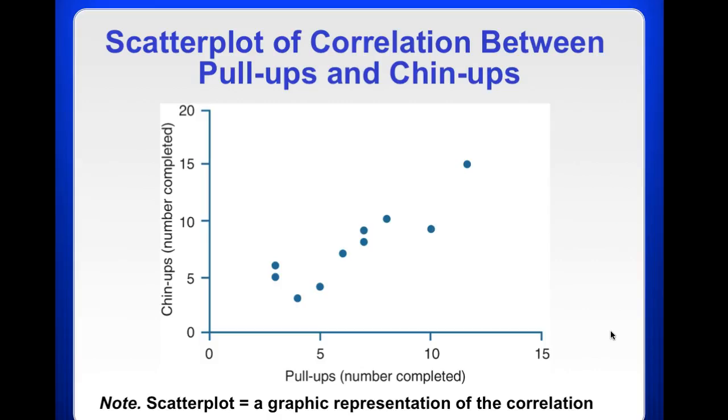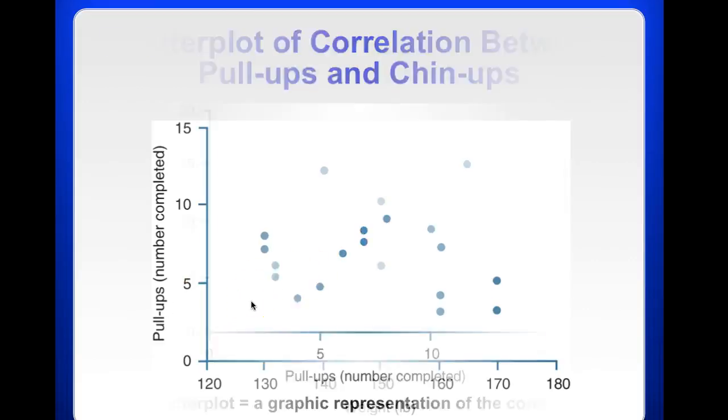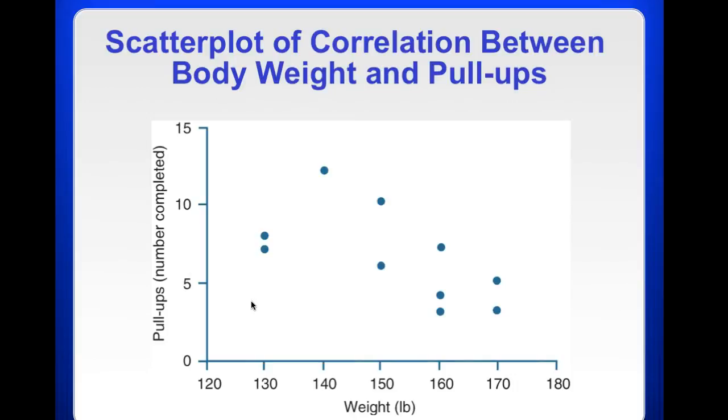So here we see a scatter plot, and a scatter plot is basically a graph that has the different points of your data represented by these little points. So this graph is telling us that the more pull-ups you complete, you'll also complete more chin-ups. So there's a direct relationship here. In the next slide, we have a scatter plot between body weight and pull-ups. And this shows an indirect relationship because as body weight goes up, the number of pull-ups starts to decrease.